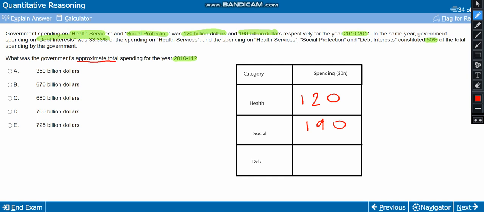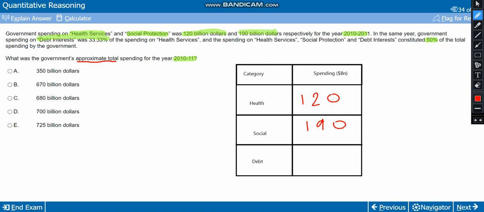Now we could use the calculator and work out exactly what 33.33% of 120 billion is. But in order to save time, we can make an approximation and find out roughly what 30% of $120 billion is. And that's a lot easier.